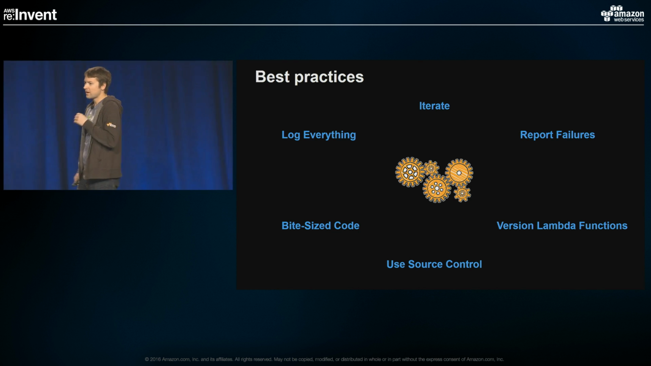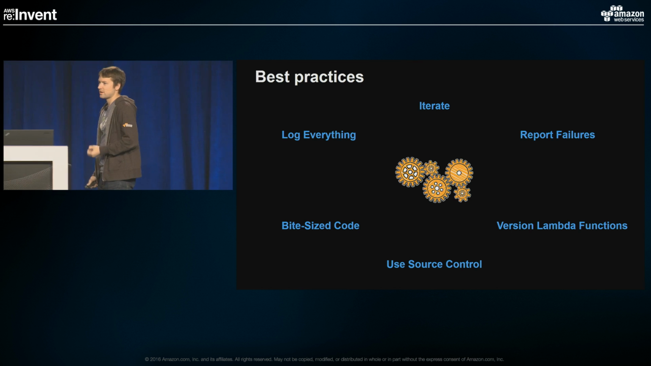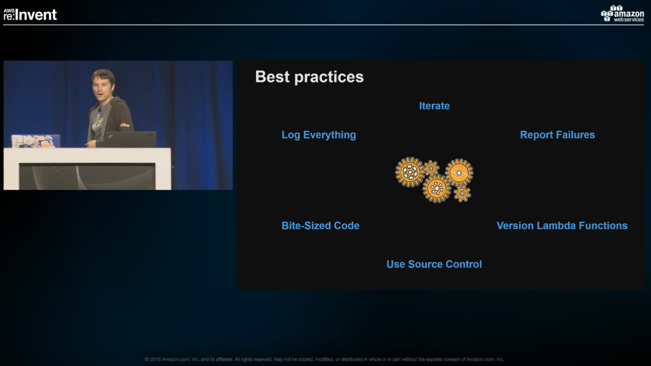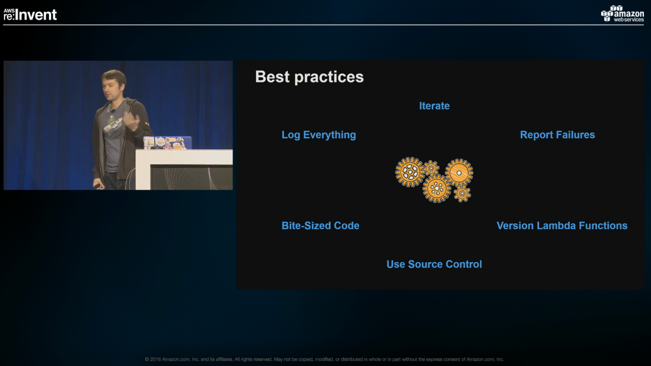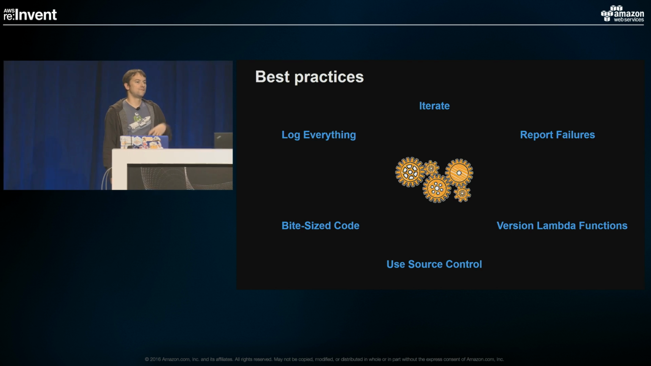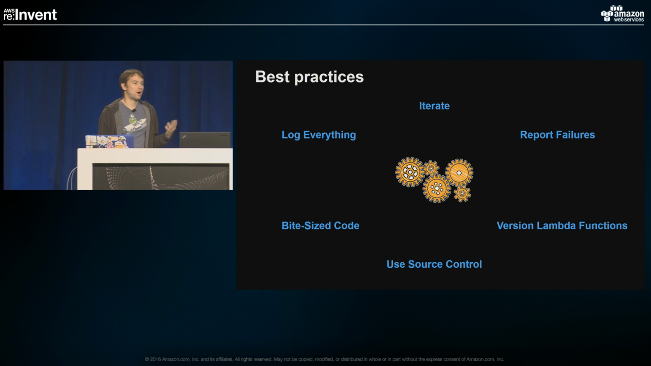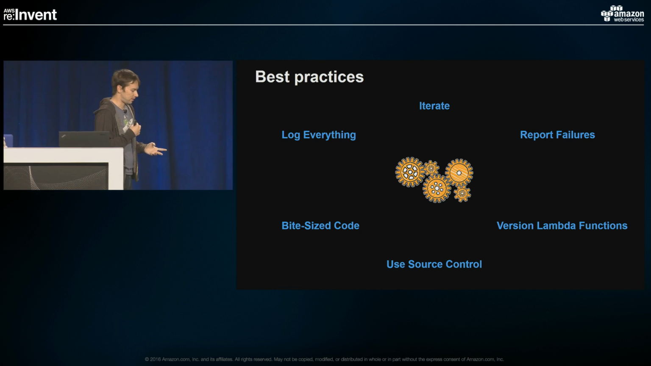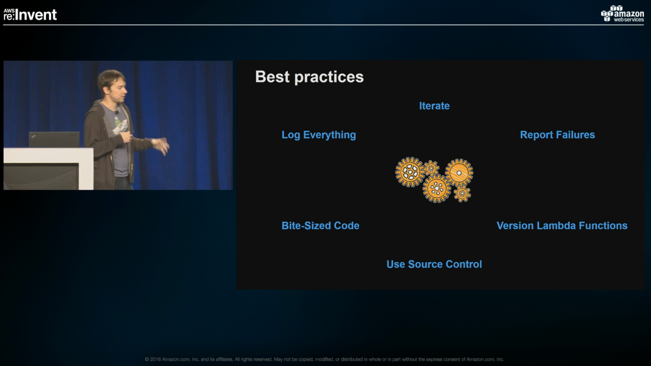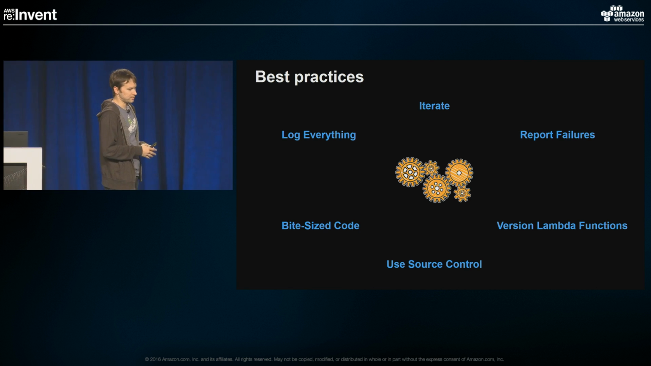So I strongly encourage you to version your Lambda functions. I strongly encourage you to use source control and then report failures. So make sure you have a means. Amazon X-Ray is a great way of following up on these failures and understanding why they're happening, what is the input that causes this. A lot of times, people hook up Lambda to Kinesis streams or to DynamoDB streams, which are the same thing.